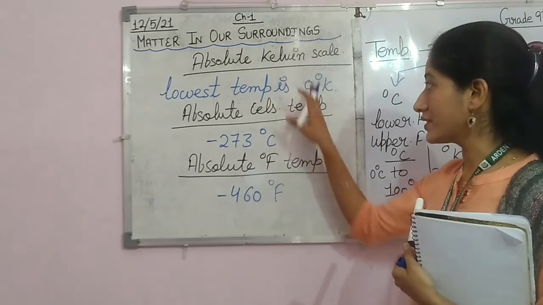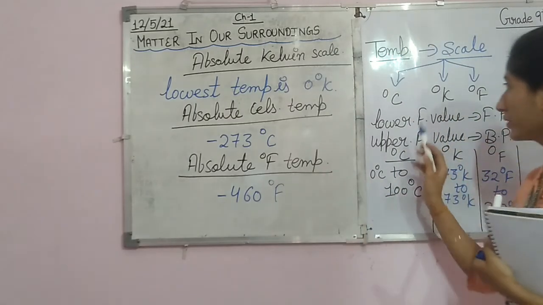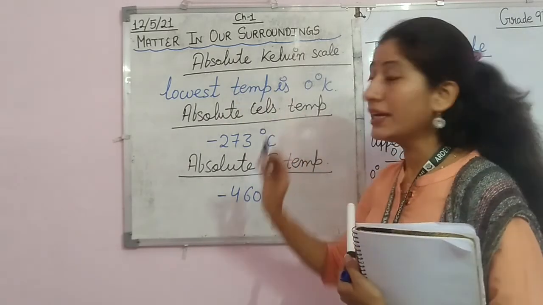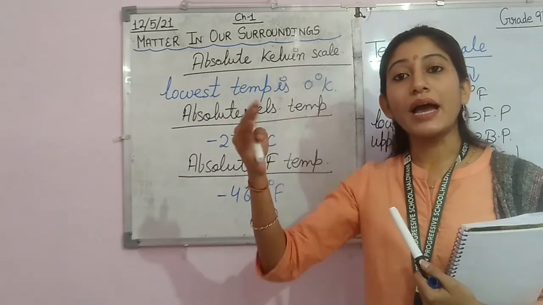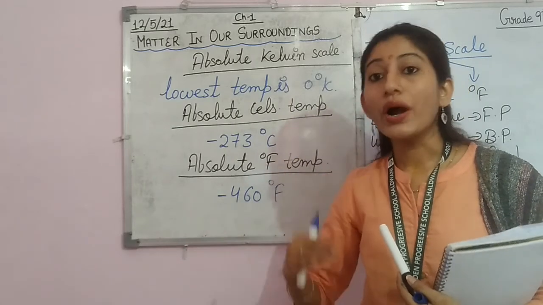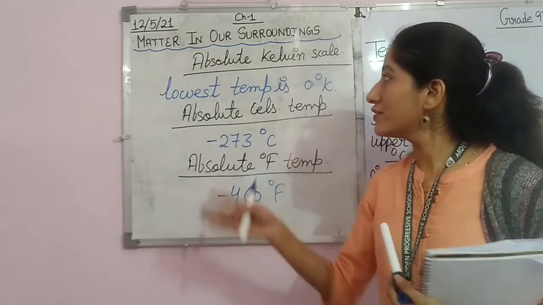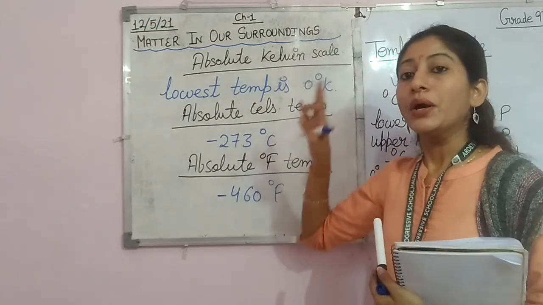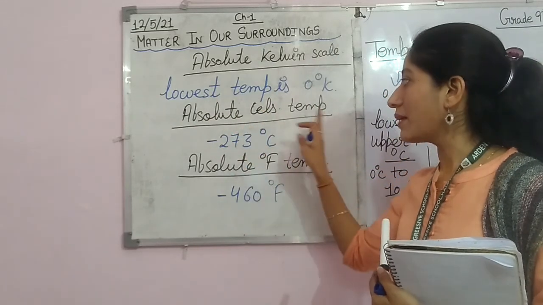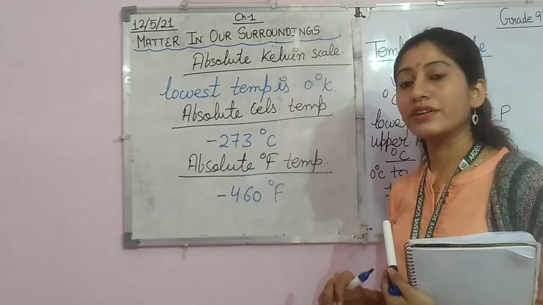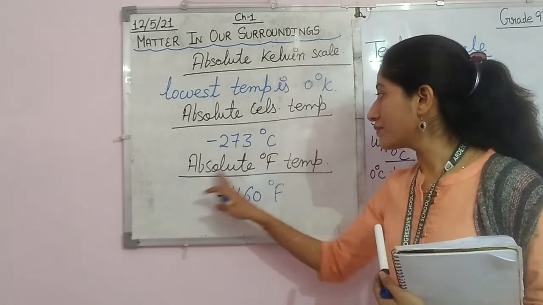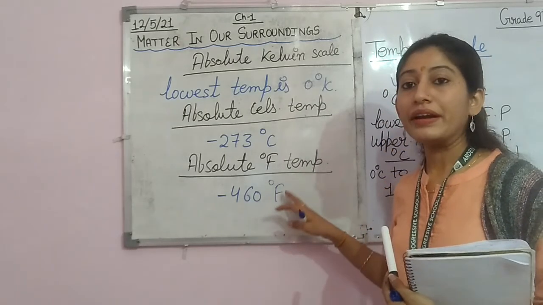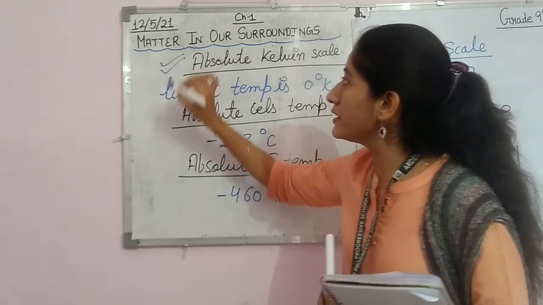So what we have noticed here, about the fixed lower value and fixed upper value, and then I told you that there is one absolute Kelvin scale where the temperature goes much lower, and then we call it absolute scale. In terms of absolute Kelvin scale, the lowest temperature is 0 degree Kelvin. When we talk about the absolute Celsius temperature, then it goes to minus 273 degrees Celsius, and when we talk about the absolute Fahrenheit temperature, then it goes down to minus 460 degree Fahrenheit. But the most important thing that you have to remember is this one.